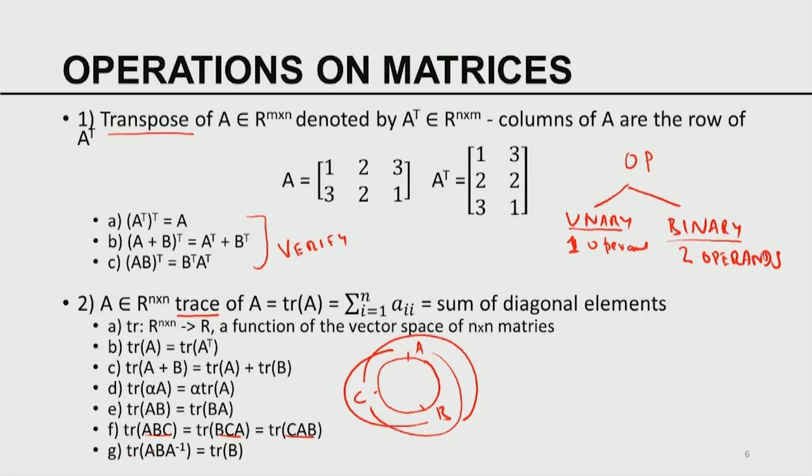Then the trace of A times B times A inverse is simply the trace of B. That essentially comes from applying property F to G. And again, I'm going to leave all these things as a homework problem. I would like you to verify. In other words, these are simply definitions. I would like you to be able to verify using simple examples. It is absolutely essential that we all have a good understanding of these properties.